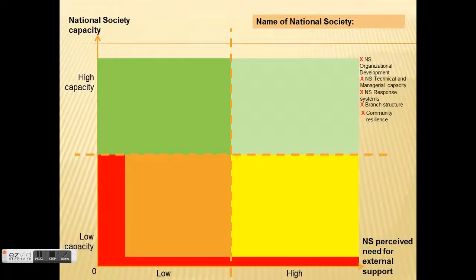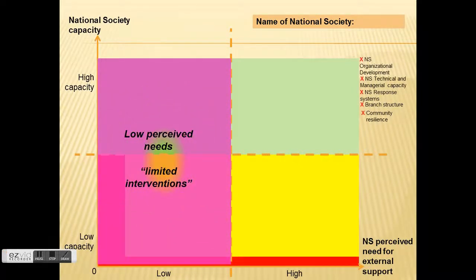Now, the level of partner National Society engagement, such as the American Red Cross, must be determined always by the National Society. So if the National Society does not see the need for external support, any support will be limited to one-off actions. So this would be the left side of our chart. Low perceived needs for external support, so we would have limited interventions.